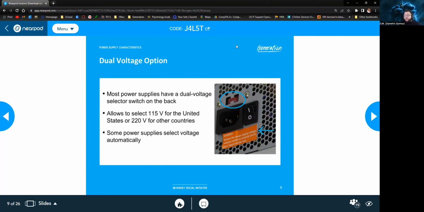You're able to switch between 110 and 220, depending on what voltage you're expecting. If you're in the USA, you're expecting 110. If you're somewhere else in the world, you might be expecting 220. So you would switch this appropriately. This is extremely important, specifically when you're outside of the United States, because if you have it set for 110 and you're getting 220, it's going to fry your PSU.